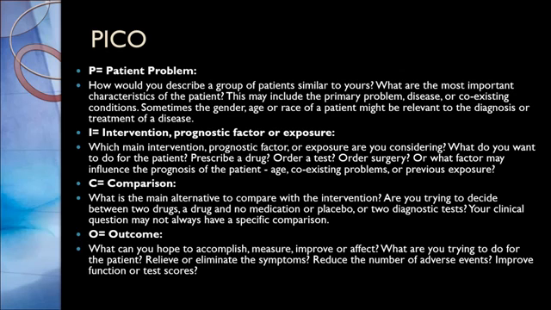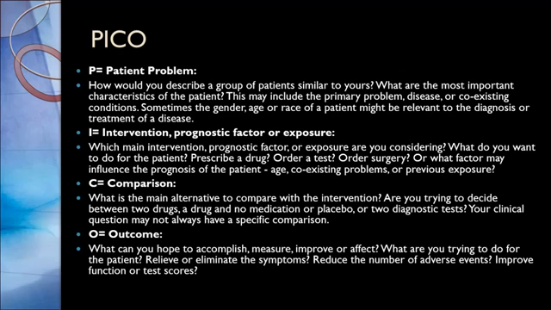So this could be the primary problem, disease, coexisting condition; sometimes gender, age or race may be relevant to the diagnosis or treatment of a disease. So in a child with CP, you have a different approach, and in an adult with CP, you have a different approach. So here you need to know the age of the patient and you need to know the primary diagnosis. The I in PICO stands for intervention.